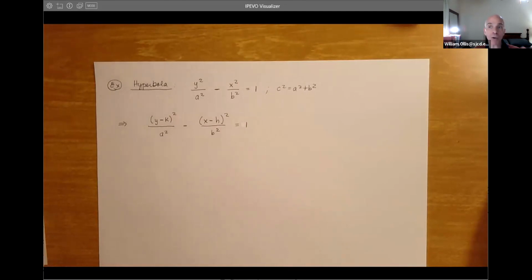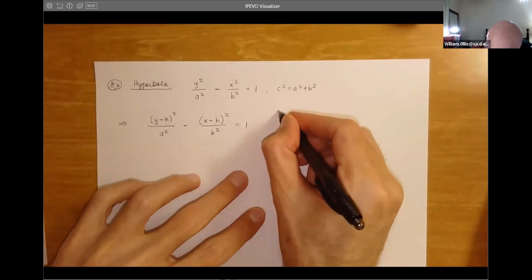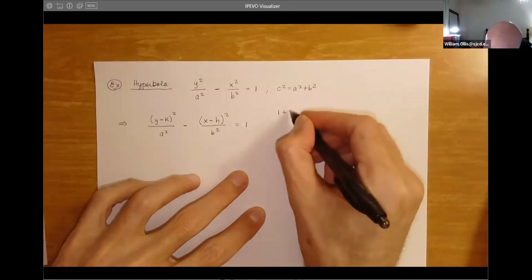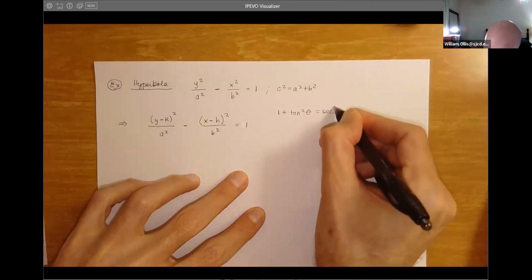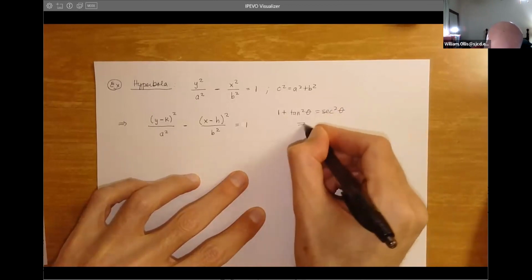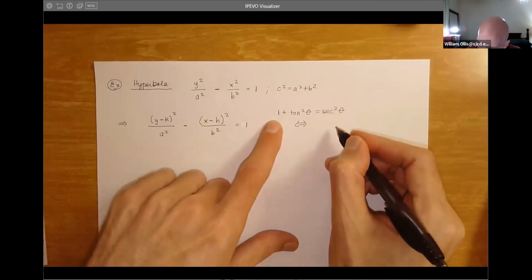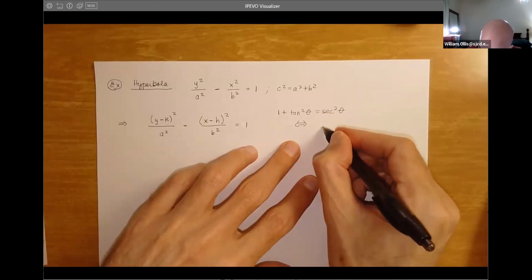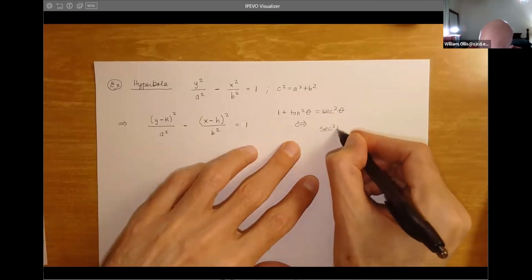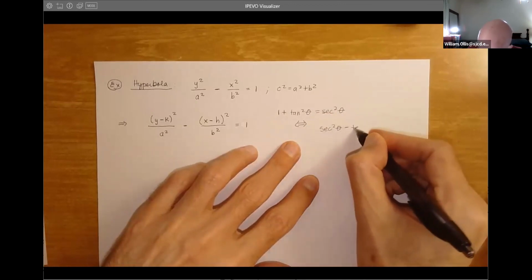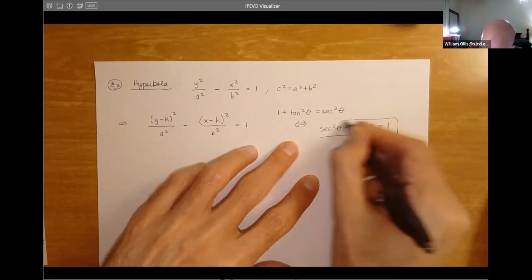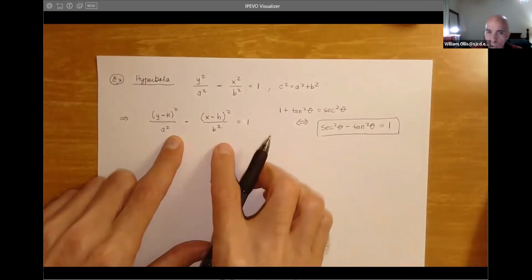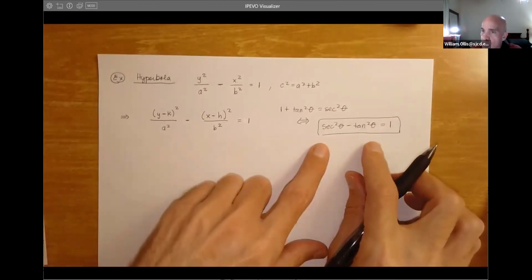And so we can't really use the cosine and the sine, but we also know that one, and I'll use theta here, 1 plus tangent squared theta equals secant squared, right? So this can give us what we need. There's the 1, but we'll just say, in this case, secant squared theta minus tangent squared theta equals 1. So this would be a way of thinking about these two terms to use this.